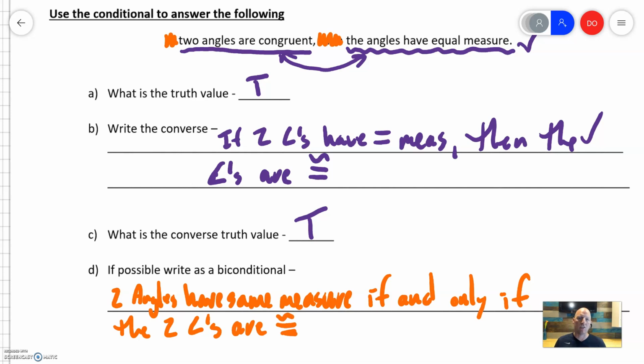And again, I mentioned this earlier in the videos for this section, but really what we're doing with biconditionals is we're writing definitions. Good definitions can be written as biconditionals, meaning there is no counterexample to the conditional or the converse that build that biconditional. So really when we're writing out this biconditional, we are defining what it means to be congruent.